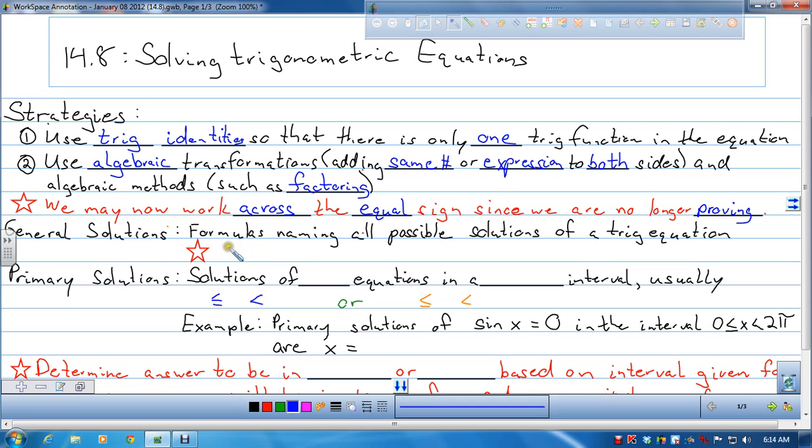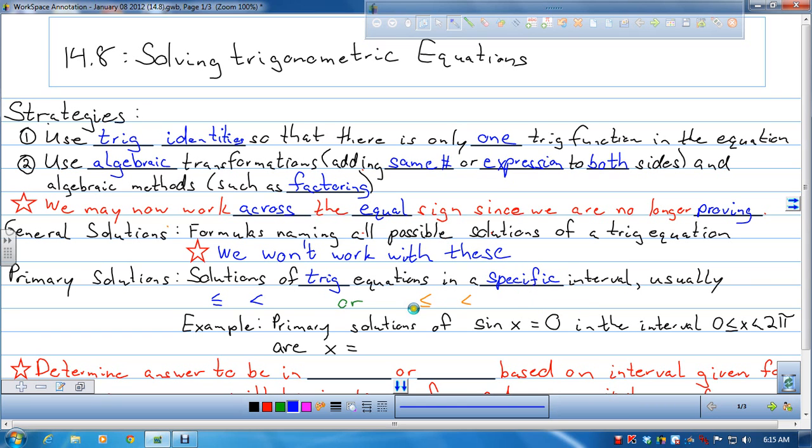So what you would do is write a formula for all those, and for right now we are not going to work with these because we're going to work on these primary solutions first. So initially we won't work with these. What we will focus on are the primary solutions, and those are the solutions of the trig equations in a specific interval.